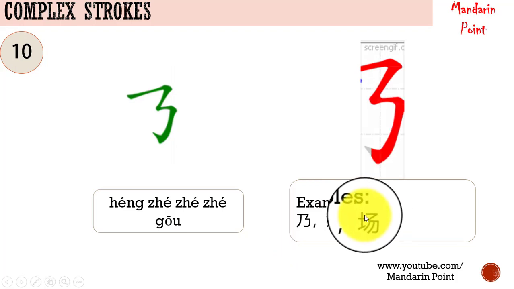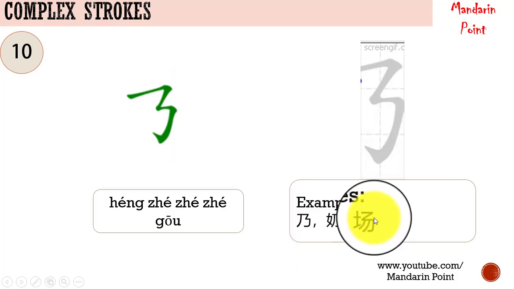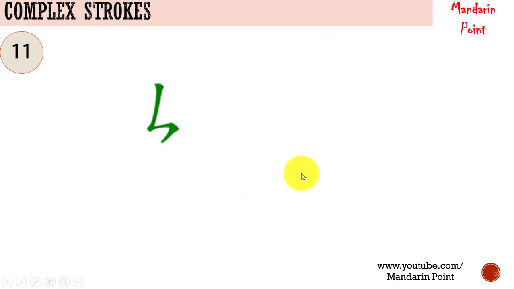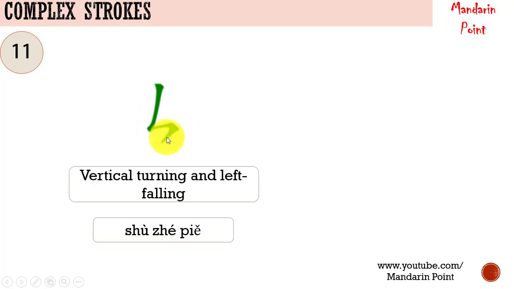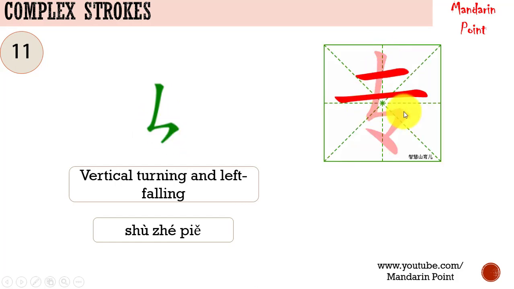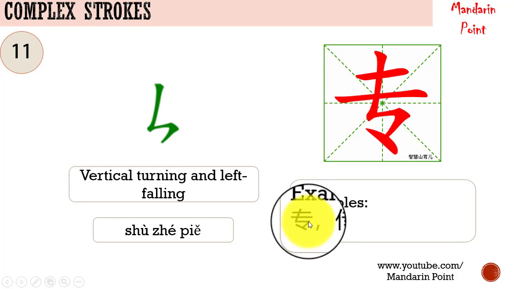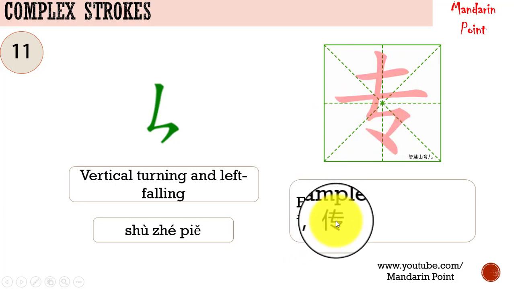So hang zhi zhi zhi guo. The next one, shu zhi pie. Horizontal stroke, sharp turn, and left falling. It is shu zhi pie, and this one is tian, and this is hang hang. Shu zhi pie.